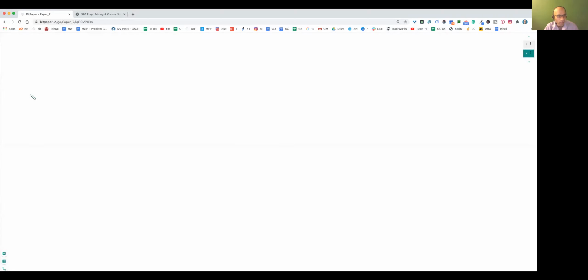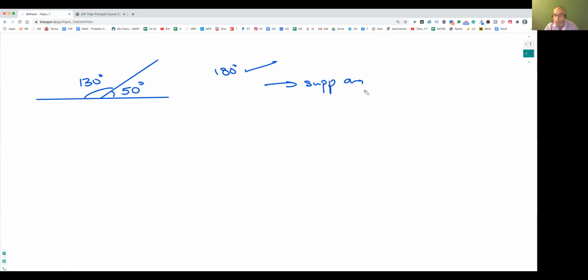Many of you know this idea of angles. Let's say you've got this straight line and then you've got this angle over here. Let's say this angle is 50 degrees. Remember, the entire measure is 180, so this angle is going to be 130 degrees, because 130 plus 50 is equal to 180 degrees. That's a very important point. These angles are called supplementary angles.